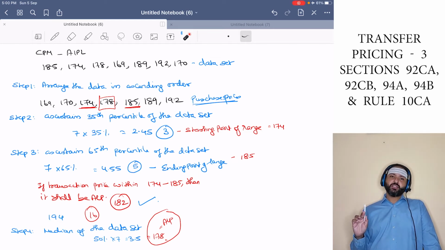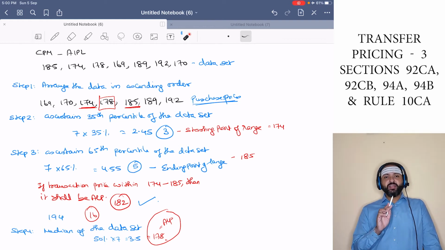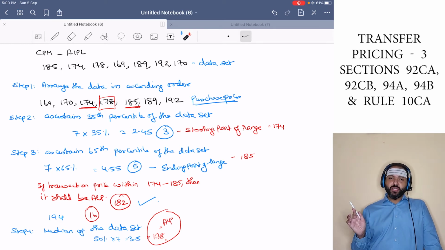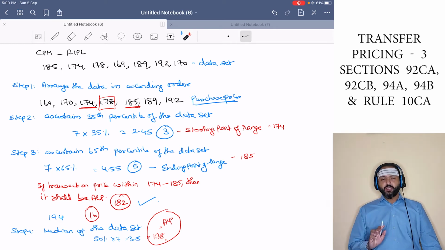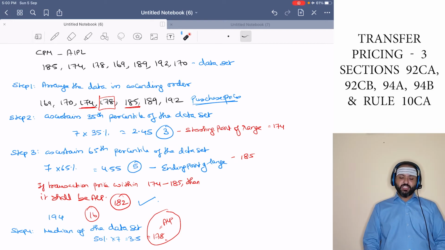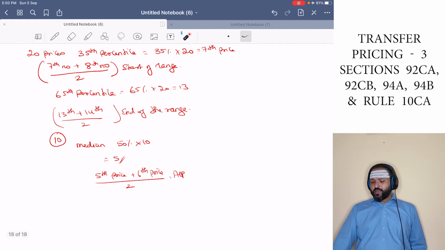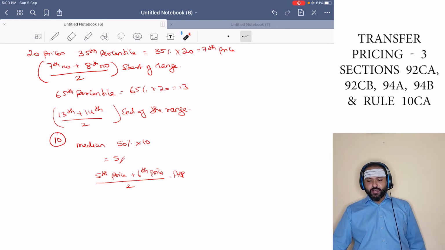What is the median of the data set? It is going to be 20 into 50%, the 10th price. Can we take the 10th price? No. You will have to take the average of the 10th and 11th price, which will be the arm's length price. Fine. With this, the first point of the range concept has been completed. So this is the first base of the range concept that we have completed now.